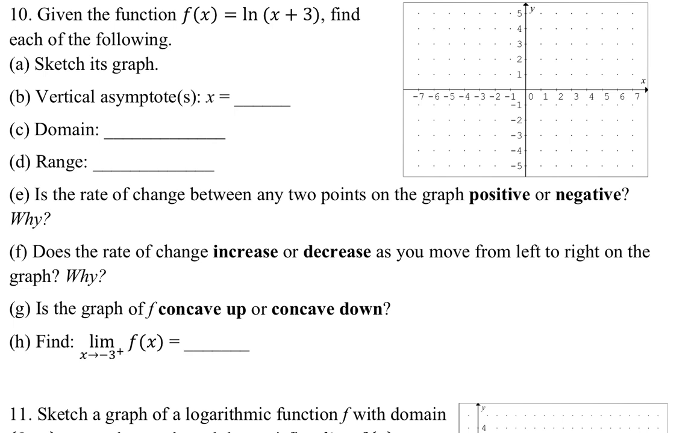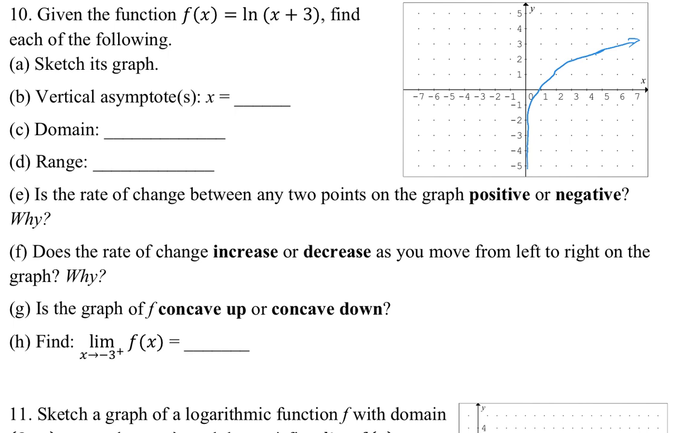Sketch the given function f of x equals natural log of x plus 3 and find each of the following. So first let's sketch the graph. I guess the first thing I wonder is, well, what does regular natural log look like? Well, if you recall, there should be an asymptote at 0, and it should pass through the point 1, 0. So, I mean, it should look something like this. It's not that pretty, but should look something along those lines.